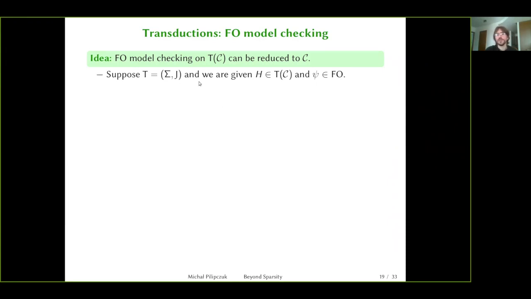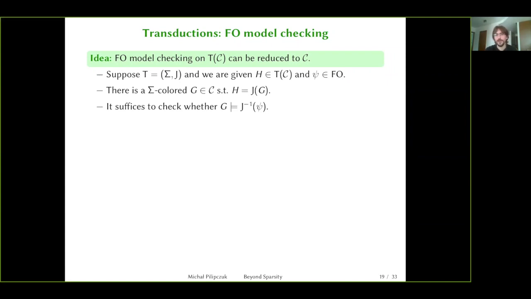So suppose that I've got some class C and some transduction T, and I've got some graph H from the image of the transduction, and some sentence psi that I would like to check whether it is satisfied in H. So what do I do? I simply know that there is a graph G from my original class, well, it is colored, such that H is the image under my interpretation of G. And then in order to check whether psi holds in H, I just need to check whether in G this pulled back formula holds. And this is exactly the proof that we had about the complements. In order to check whether some FO sentence is satisfied in the complement, I need to complement the graph back, and I need to pull back the formula.